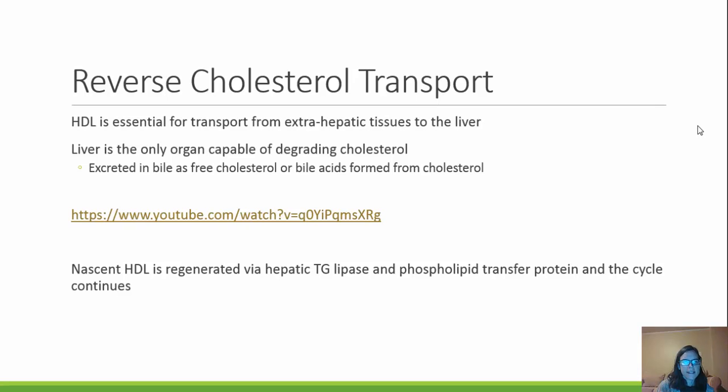So HDL then delivers the cholesterol back to the liver, and then we have what's called nascent HDL, which is the HDL that's ready to pick up cholesterol, regenerated via triglyceride lipase and phospholipid transfer protein, and the cycle continues. So we have HDL, it picks up the cholesterol, it drops it off, and then it can be reused.